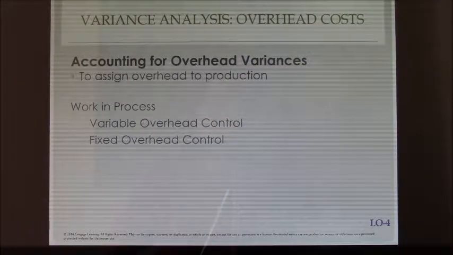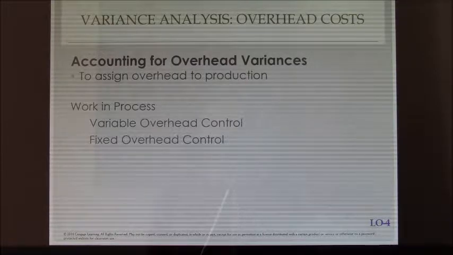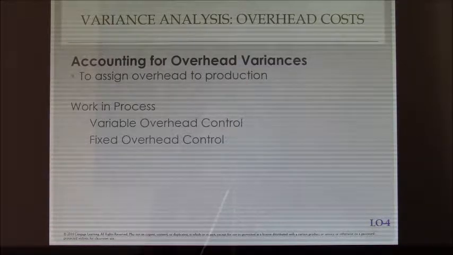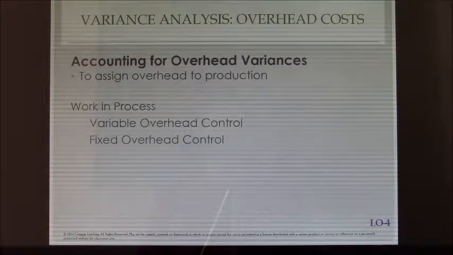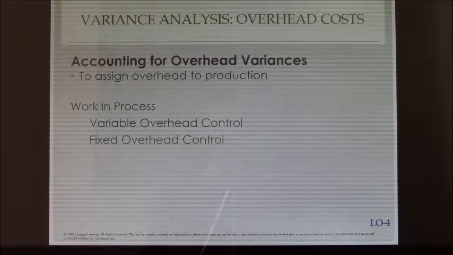Finishing up variances and therefore finishing up chapter 9. So this is awesome. We need to account for our overhead variances. So it needs to get into work in process from overhead control.